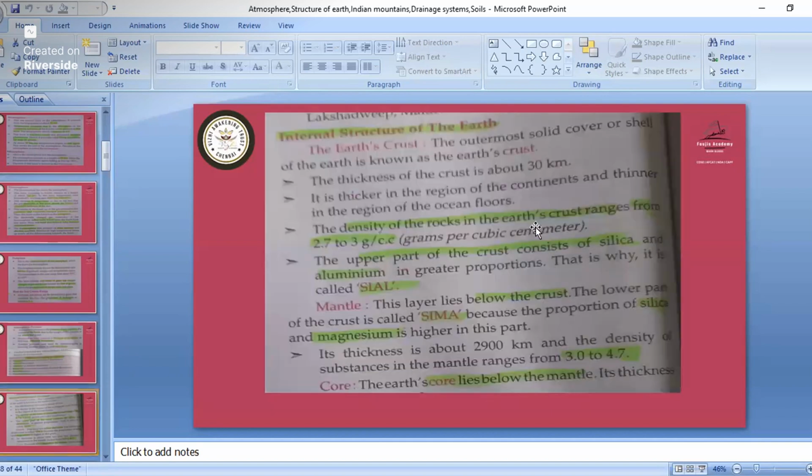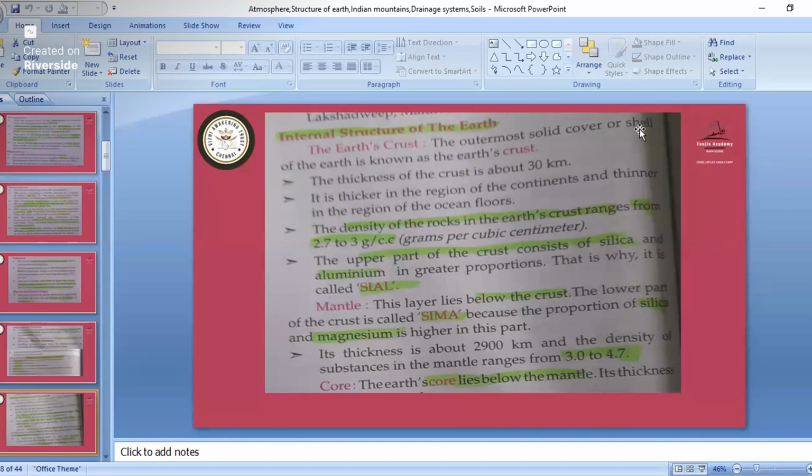Okay. Now we'll study about the internal structure of the Earth. In the internal structure, there is crust, mantle, and core. First we'll see about crust. After this slide, there will be a picture of the earth crust, mantle, and core, and in that, all the discontinuities also will be there. So remember that one.